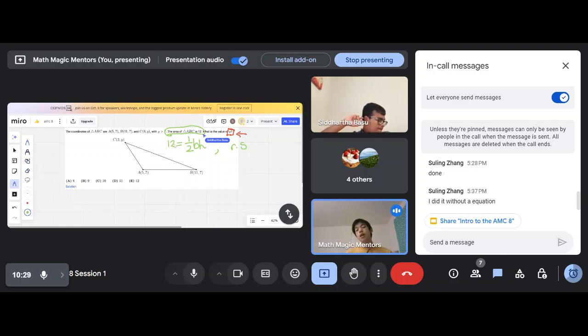But we don't know the base and the height. So we need to choose one of our sides of the triangle to be the base. And we also need to choose the perpendicular height from the opposite unincluded vertex from the base. So does anyone have an idea of what probably the easiest base to choose might be?